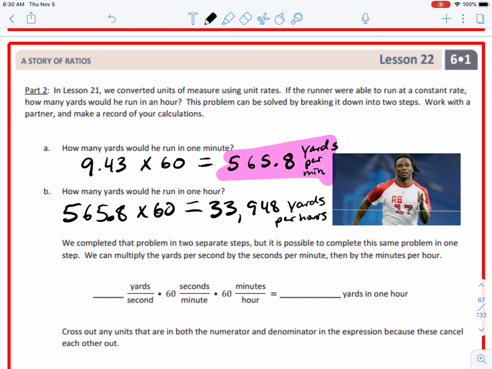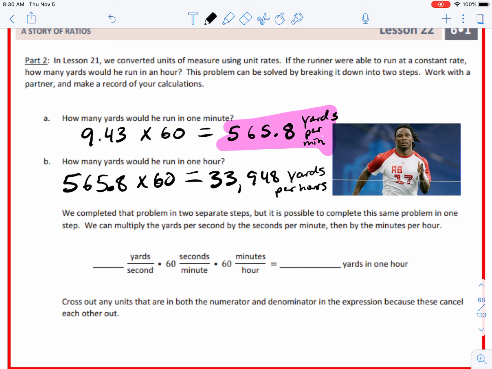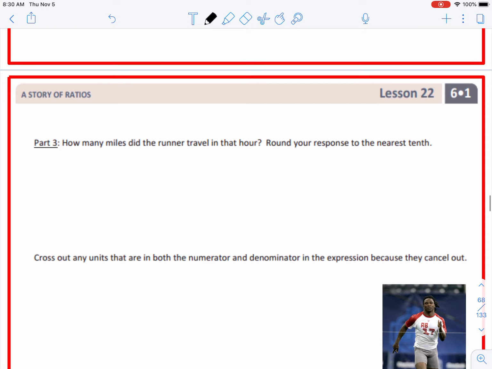So it says we completed that problem in 2 separate steps, but it is possible to complete the same problem in 1 step. We can multiply the yards per second by the seconds per minute, then by the minutes per hour. So we know that he ran 9.43 yards per second. We could multiply that by 60 seconds per minute, and then again by 60 minutes per hour, and we would get the same answer that we got: 33,948 yards in 1 hour. All they did here was combine the 2 steps we just did in A and B. Let's go ahead and move on, guys.